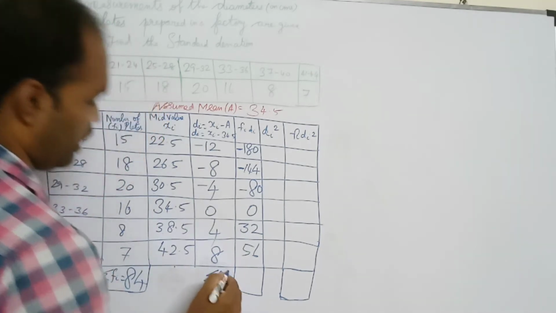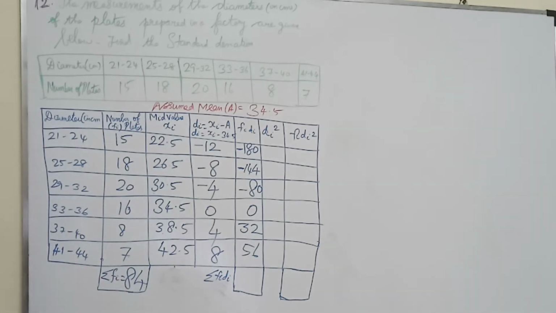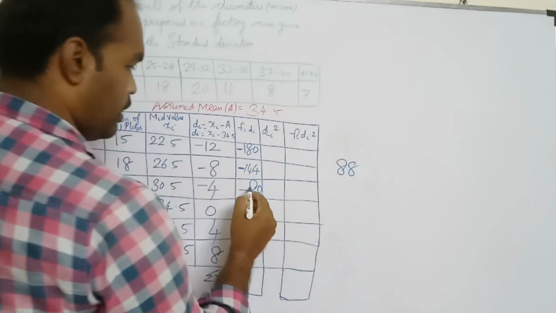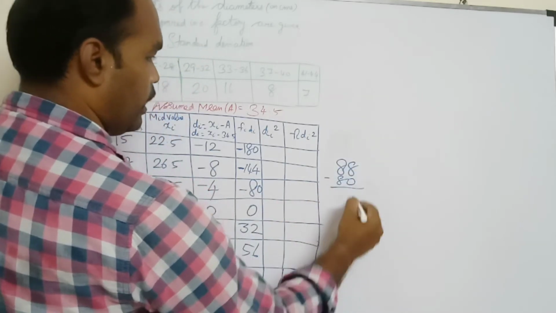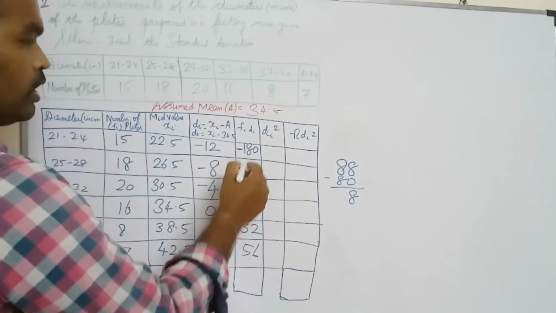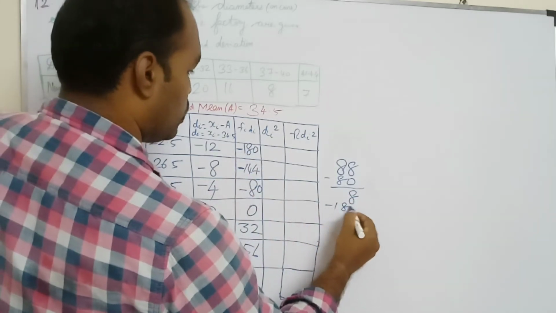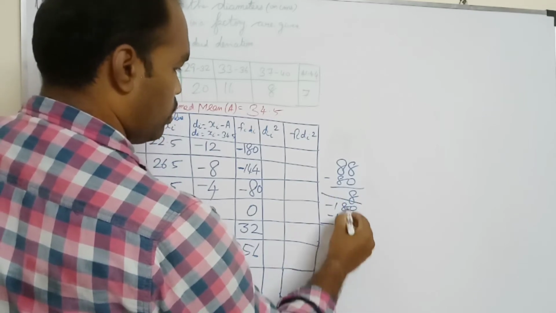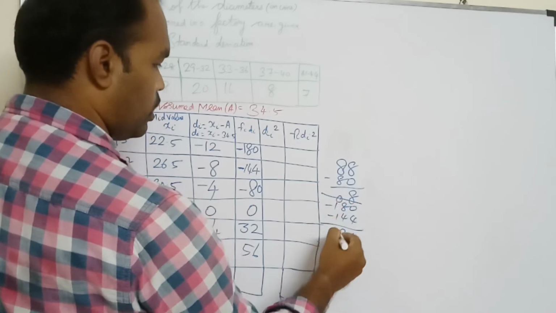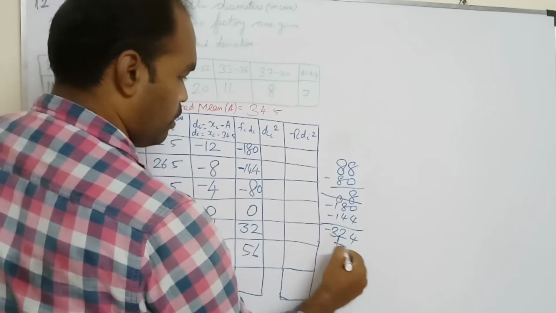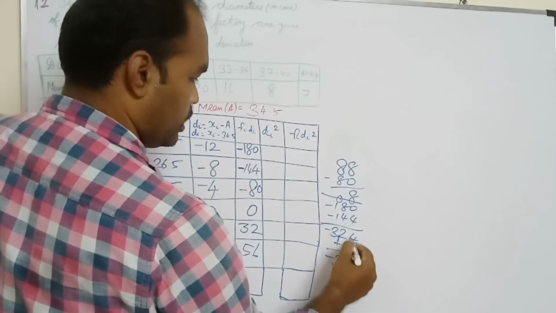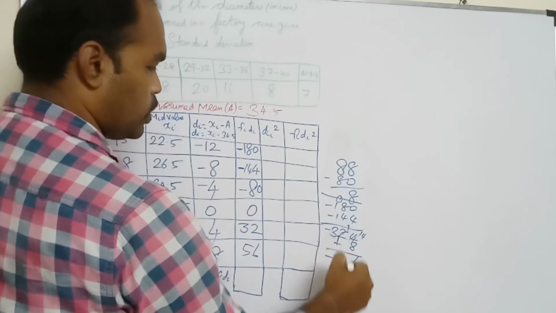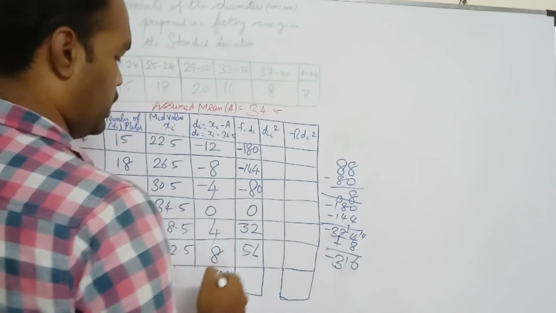Now sigma Fi di, how much? 56 plus 32, 88. 88 minus 80, 8. Minus 180 minus 144. How much? 4. 8 plus 4, 12. Balance 1, 3. Minus 324. Plus 8. Minus how much? 14. 14 minus 8, 6. This one, 1. 3, 3. Minus 316.